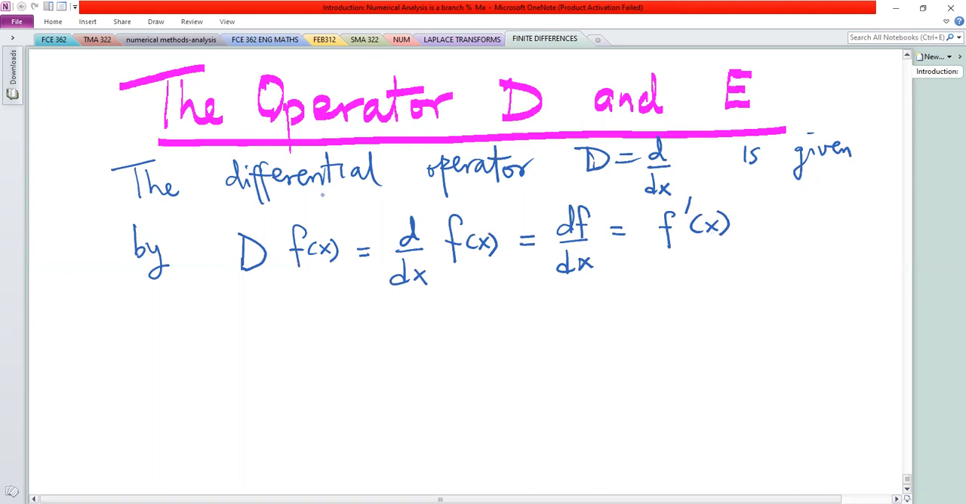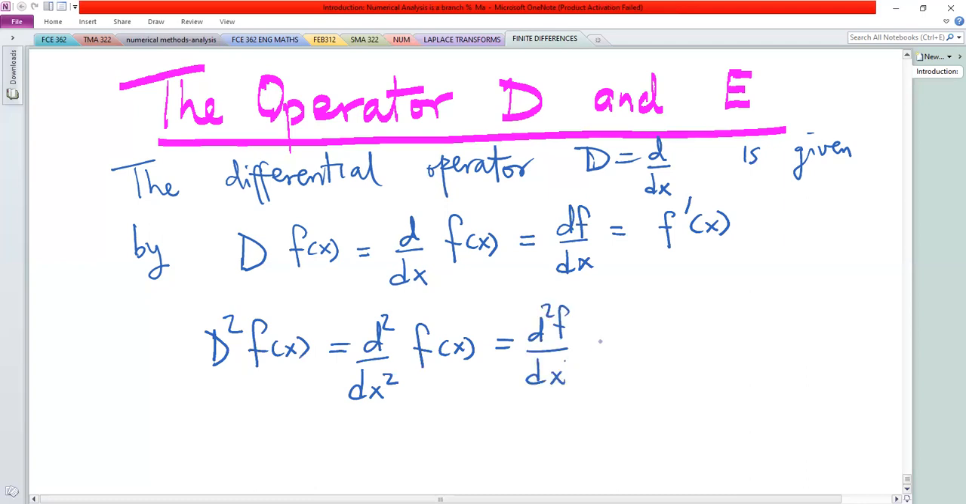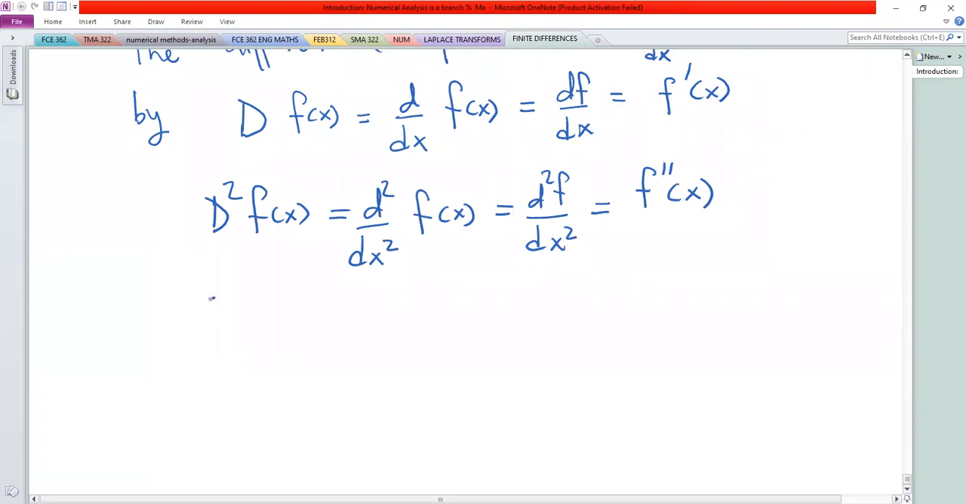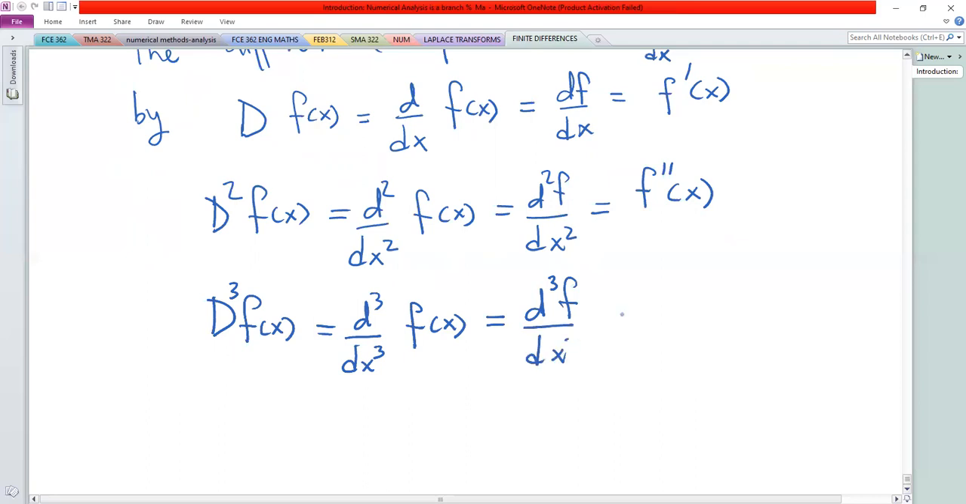And then the second differential operator, d squared of f of x, is the same as d squared dx squared of f of x, which is the same as d squared f dx squared, given by f double prime of x. Similarly, we can define the third and fourth differential of f of x. So d cubed f of x is d cubed dx cubed of f of x, given by d cubed f over dx cubed, which can be written as f triple prime of x.